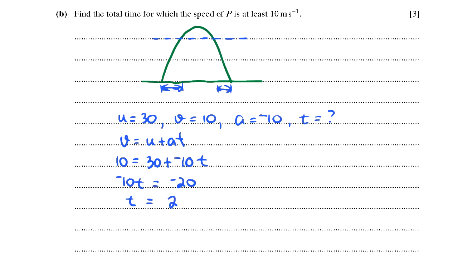But that's half the time, and so we have to double that to get the whole time. The total time is 2 times 2, which is 4 seconds.